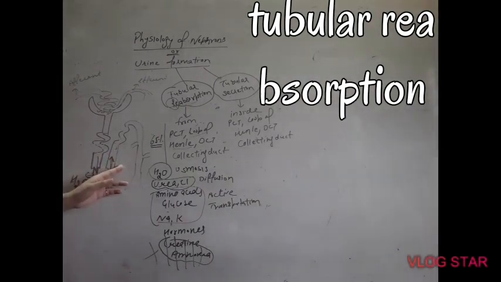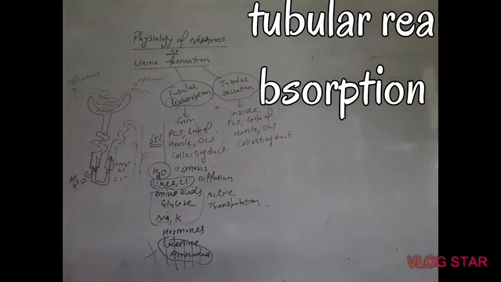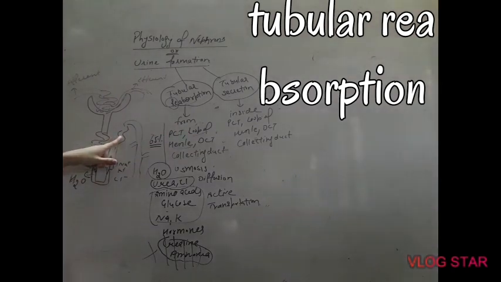So reabsorption of water can never take place in the ascending limb of the loop of Henle. Besides, some salts like sodium ions, potassium ions and chloride ions are reabsorbed here in the ascending limb of the loop of Henle.